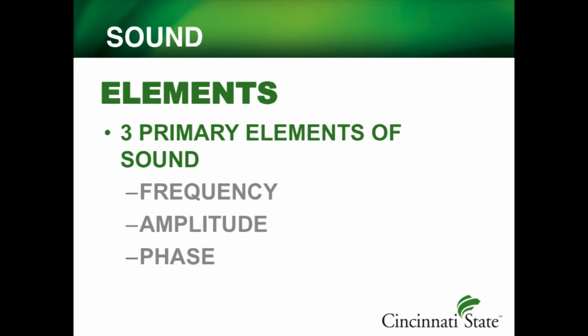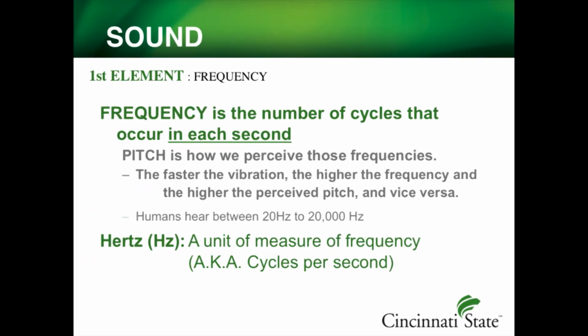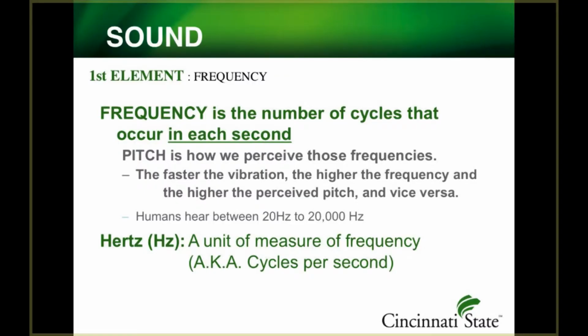So, what is frequency? Frequency is the number of cycles that occur each second. This goes back to when I was talking about compression and rarefaction, where you have the compression going forwards of air molecules pressing into one another from the vibration of whatever the original source is, and then you have the rarefaction of them coming back to where they came from. That is called a cycle. Each time a set of air molecules push forward, then go back, each one of those is a cycle. So frequency is the number of cycles that occur in each second.